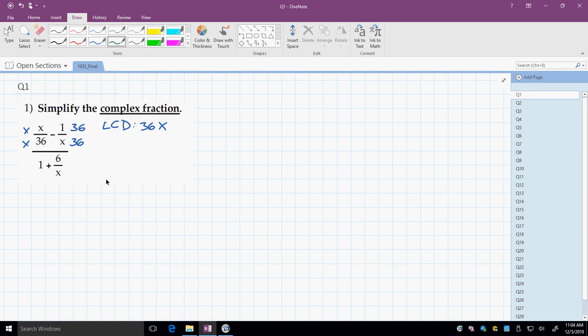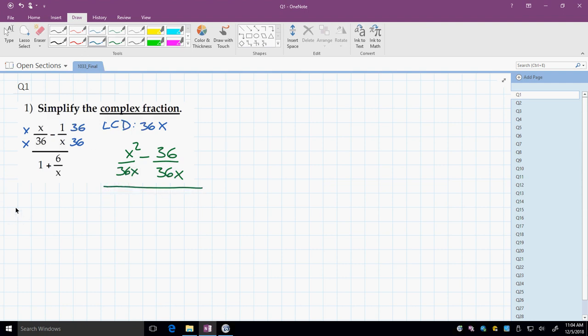So that is going to give me x squared, negative 36 times 1 is going to be 36. And on the bottom, I'm going to have 36x and 36x.